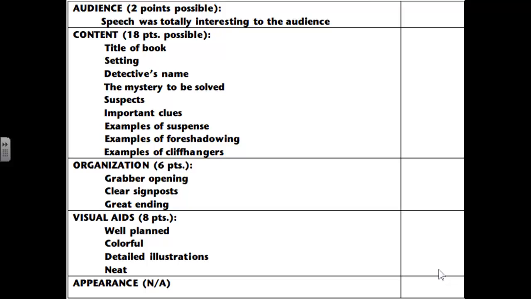This is what I want for the content of this speech. Of course, we always want organization. You want visual aids sometimes. In this case, they didn't have to dress up in any particular way. But this is what we do before we speak. We worry about audience, content, organization, and visual aids. And this may change from speech to speech.